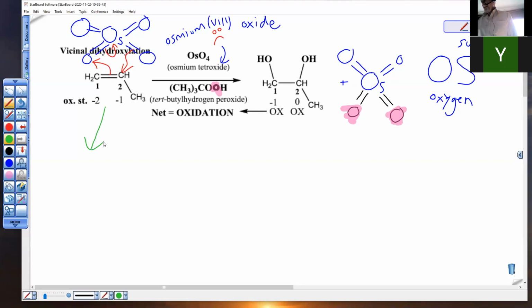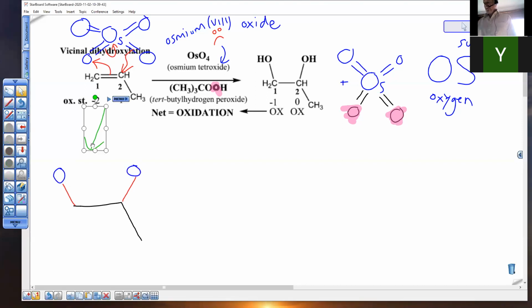And what would you guess the intermediate looks like here? It's got the black parts here. And we have new bonds here and here. We have oxygens attached to each of those bonds. My green arrow's too big.